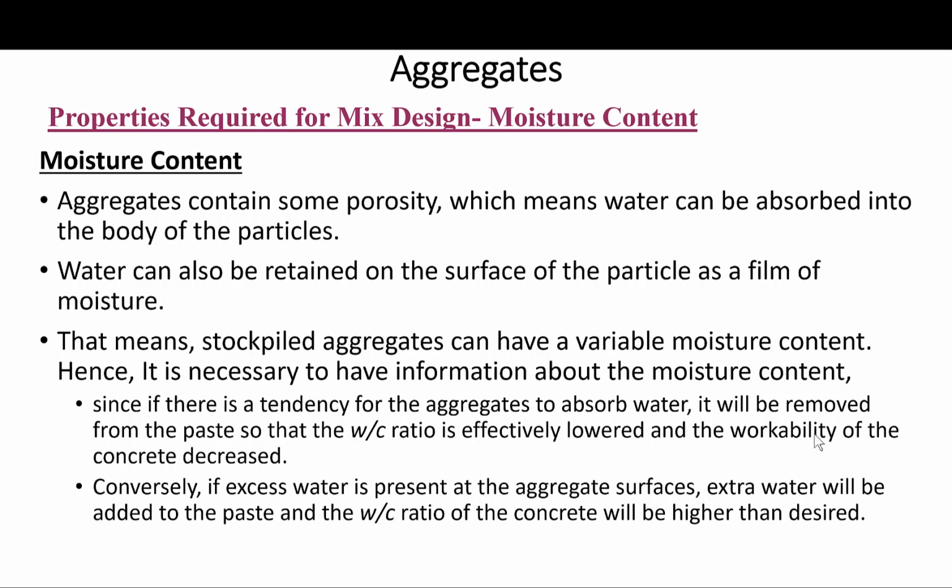It is necessary to have information about the moisture content, since if there is a tendency for the aggregates to absorb water, it will be removed from the paste, so the water cement ratio is effectively lowered and the workability of the concrete is eventually decreased. On the other hand, if excess water is present at the aggregate surface, extra water will be added to the paste and the water cement ratio of the concrete will be higher than desired. So knowing the moisture content is extremely important.